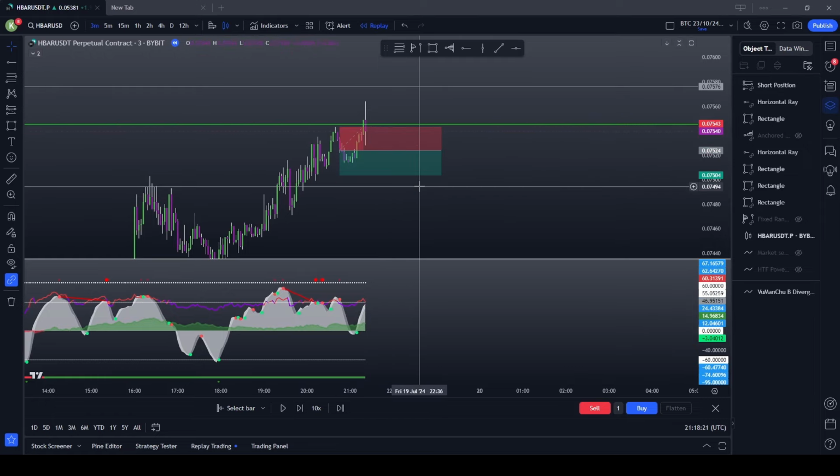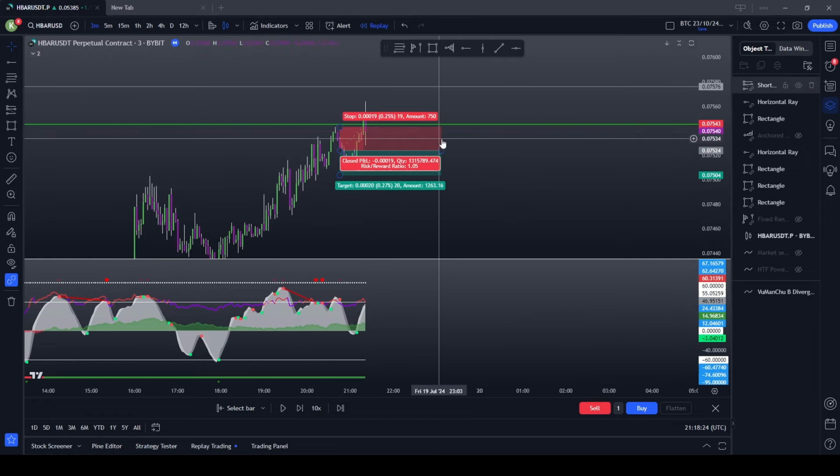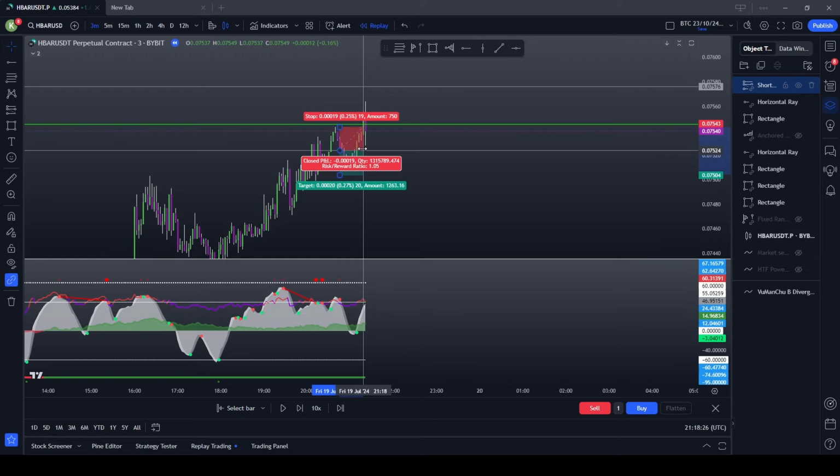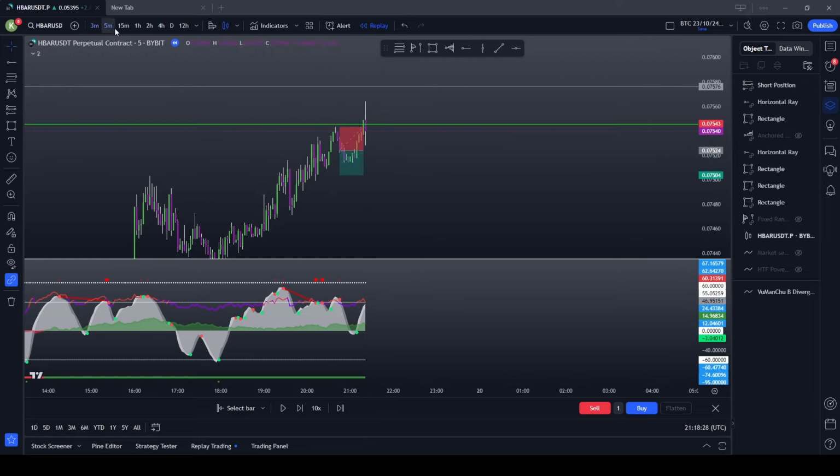So we got stopped out there as expected. Money flow is still coming deep into the coin. Let me put that position there. But that's fine, there's no problem with that.